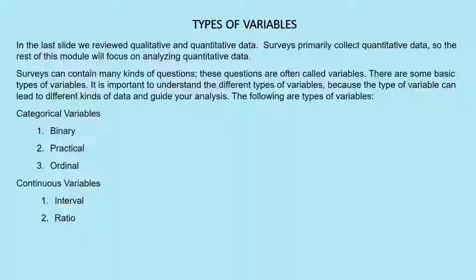It is important to understand the different types of variables because the types of variables can lead to different kinds of data and the types of analysis that we will run. There are three main types and categories. We have categorical data, which has binary, nominal, and ordinal. We haven't mentioned nominal in the previous lecture, but it is introduced now. There are two types of continuous variables, which are interval and ratio.